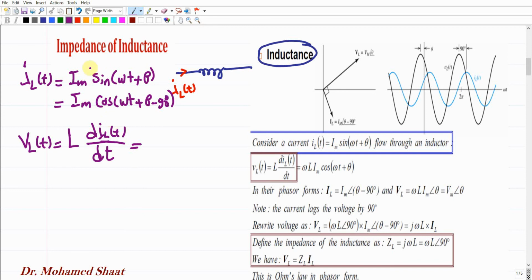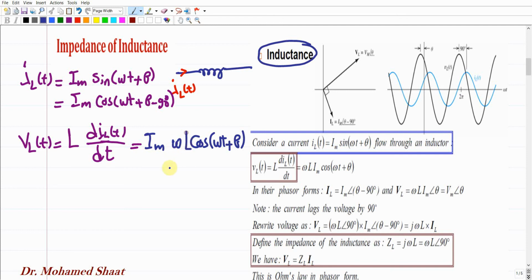So if we decided to work over the sine form, this is going to give us the Im, which is the amplitude, and the sine becomes cosine. It's going to be the cosine of the angle, times the derivative of the angle itself, which is omega t plus theta. We have to multiply by the derivative of this angle with respect to time, because we're differentiating with respect to time. This is going to give us the omega.